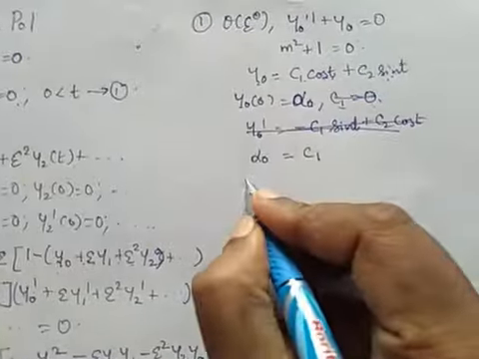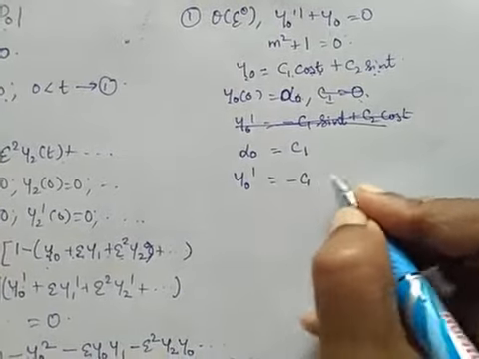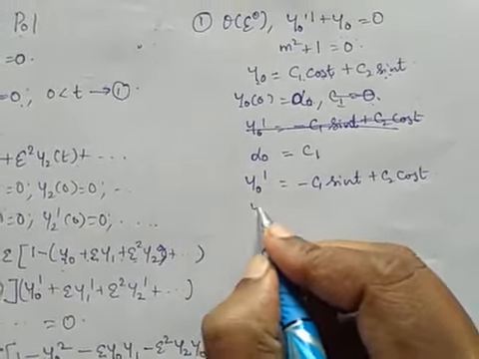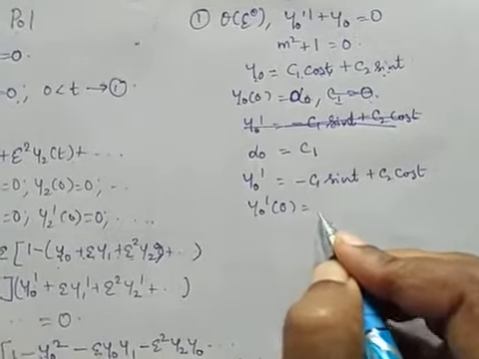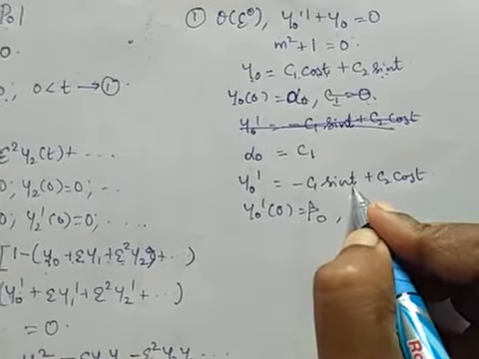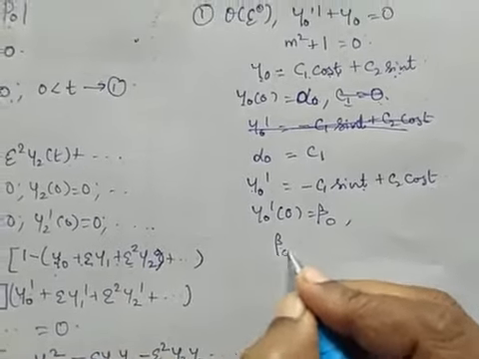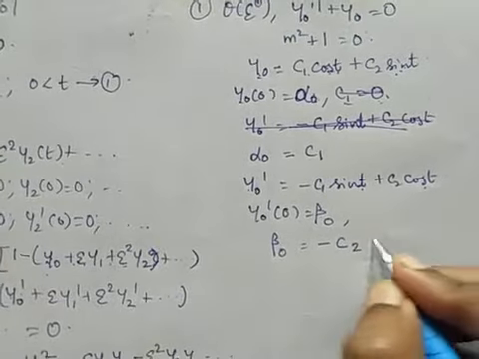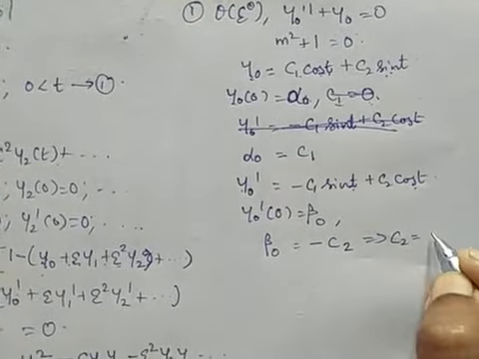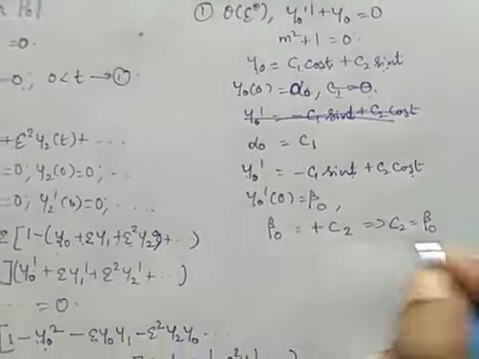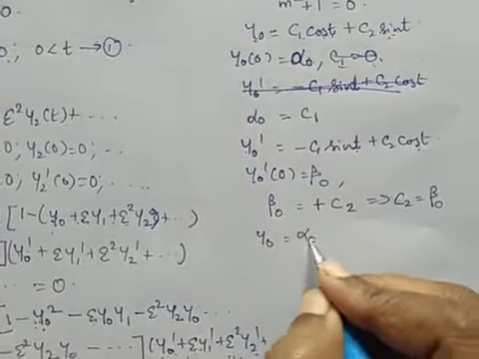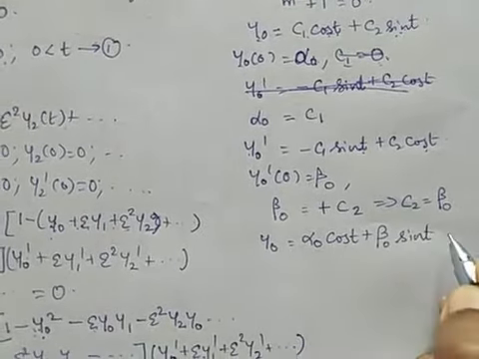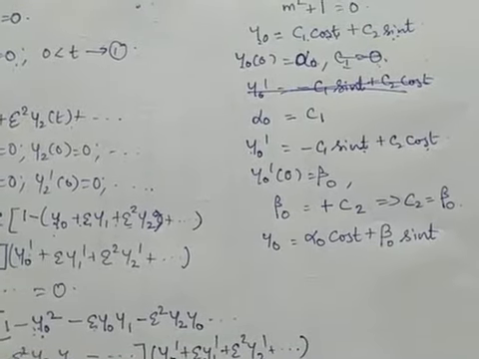So if we differentiate this, y0 dash is equal to minus c1 sin t plus c2 cos t. Substitute y0 dash of 0 equal to beta naught. So substitute t is equal to 0, y0 dash equal to beta naught. We will get sin t is 0, cos t is 1. Therefore, c2 is equal to beta naught. So what is our solution? y0 is equal to alpha naught cos t plus beta naught sin t. This is our first term in our perturbation solution.